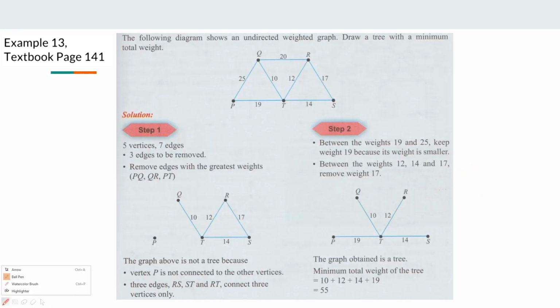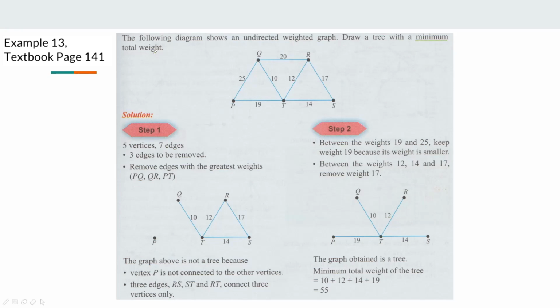Okay, now we move on to another problem. The following diagram shows an undirected weighted graph. So we have to draw a tree with a minimum total weight. The first step would be to find out how many edges need to be removed. If we count here, there are 7 edges and 5 vertices. Since it has 5 vertices, if we were to draw a tree, we can only have 4 edges. So since it has 7 edges right now, we need to remove 3.